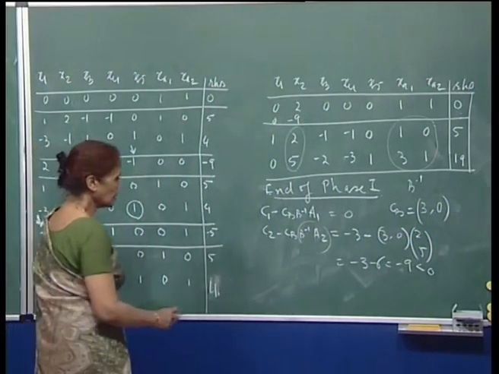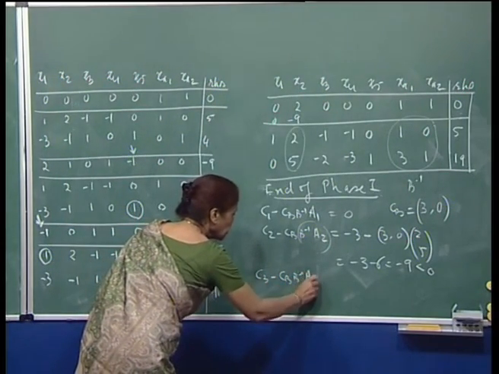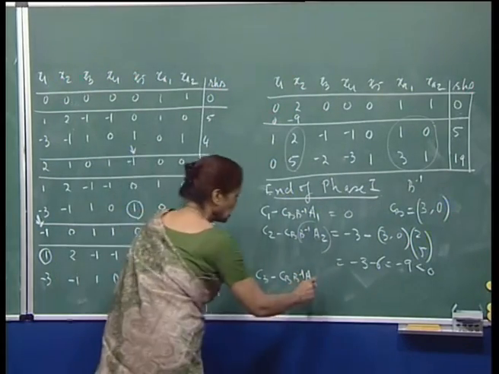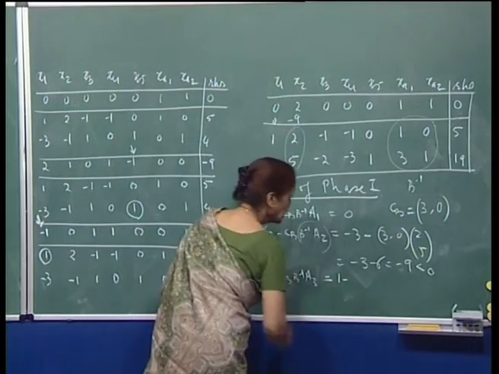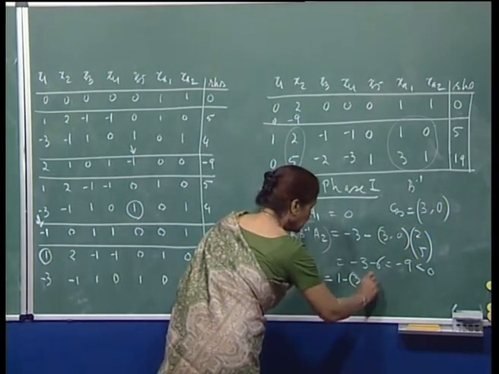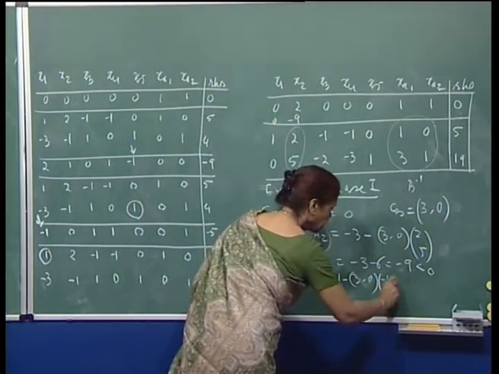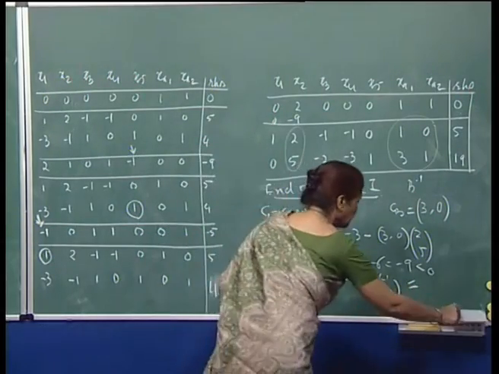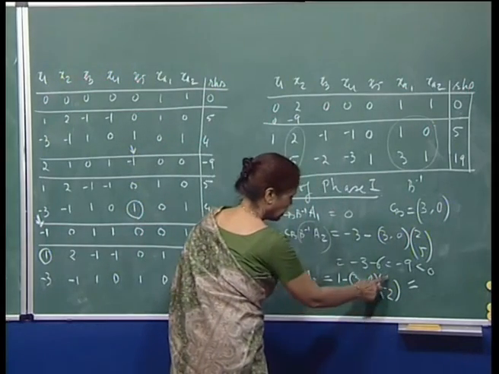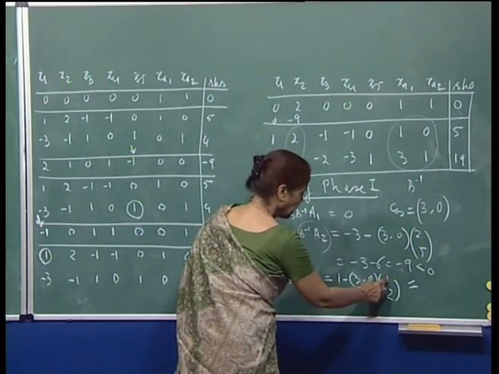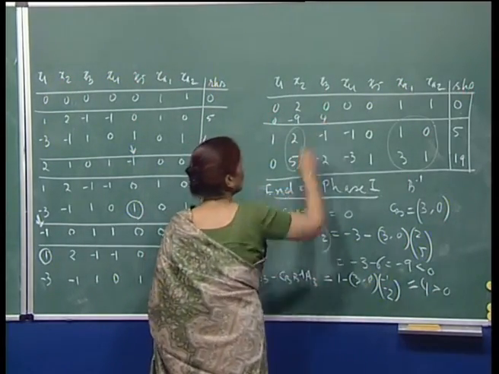Then A3 is another one, so I need to compute C3 minus Cb B inverse A3. What is your C3? C3 is plus 1, so 1 minus 3, 0, and B inverse A3 is minus 1, minus 2. So this is equal to, what will it be equal to? Plus 3, because this is minus 3 plus, so that will be 4, which is positive. So here this becomes 4, right.